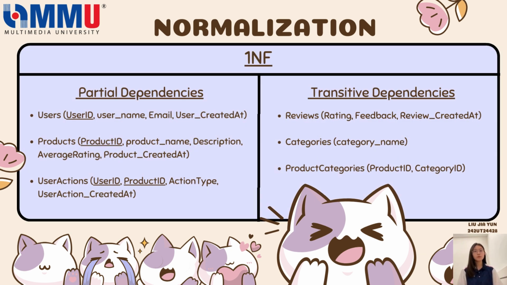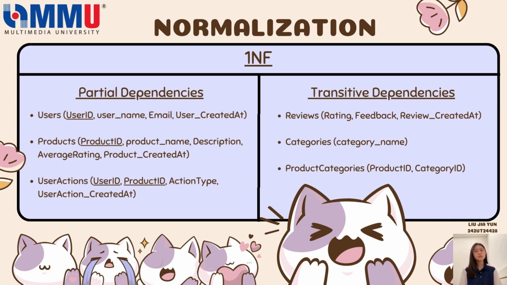So we have first normal form to conduct the first normalization. During the first normalization process, we found the following 2 dependencies need to be handled, which are partial dependencies and transitive dependencies. In partial dependencies, we have 3 tables, which are the users table, products table, and user actions table.